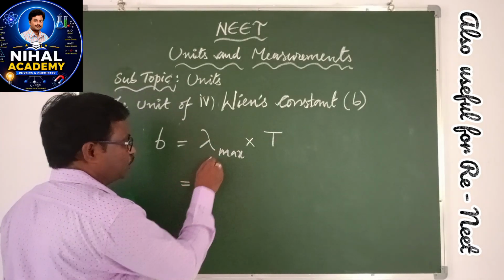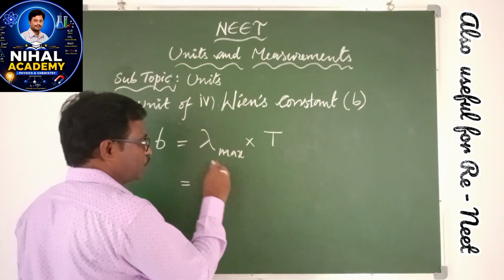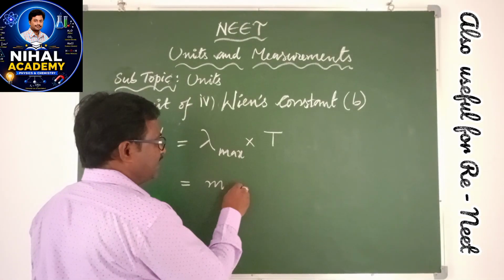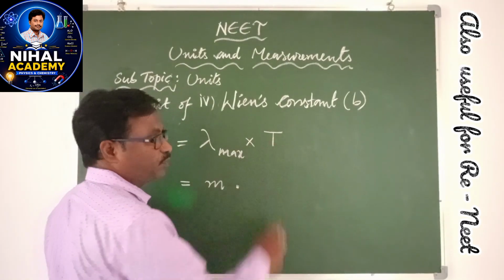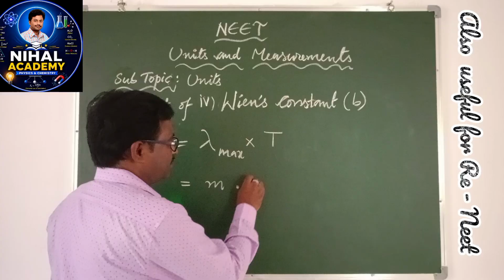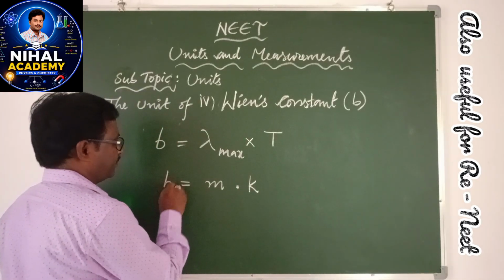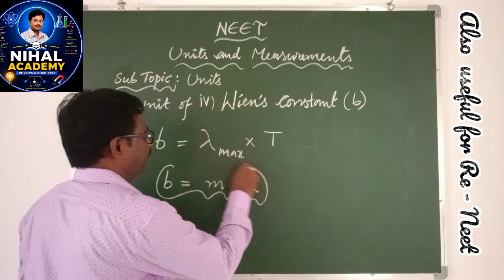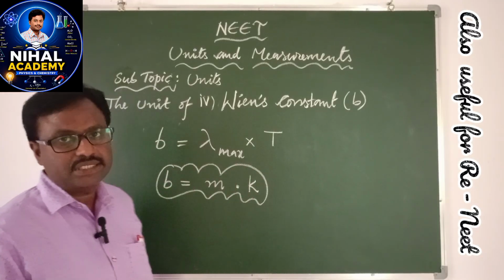So the wavelength, what is the unit of wavelength? So the unit of wavelength is meter. So we can represent in meters. And so this is absolute temperature. So this is the temperature of the black body. So Kelvin. So it is equal to meter Kelvin. So meter Kelvin is the unit of Wien's constant.